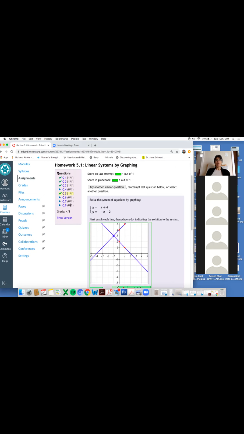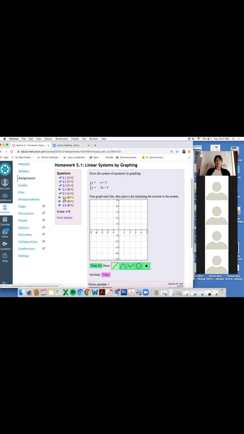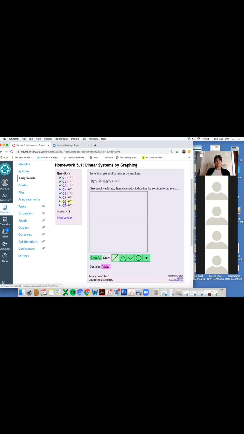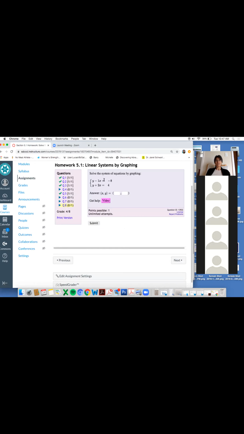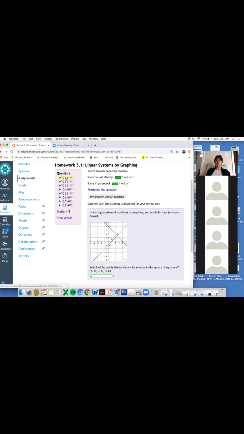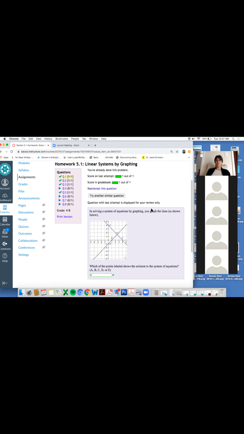So that's what the homework looks like for this section. Kind of doing some drawings and indicating the solution, checking an answer, graphing it on paper in your notes and then putting the answer in. And I think they're randomized, so each of you is getting a different question.